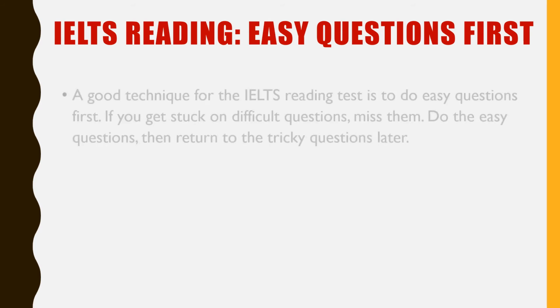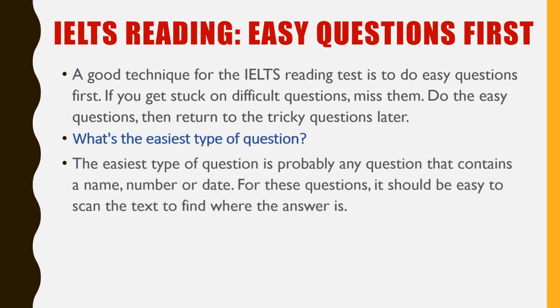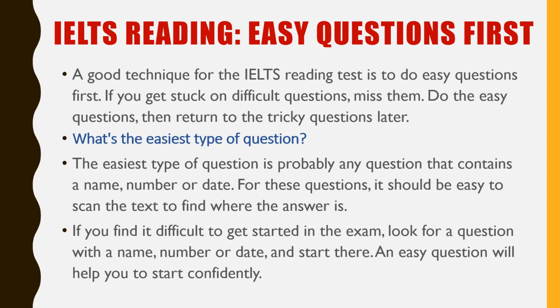What's the easiest type of question? The easiest type of question is probably any question that contains a name, number, or date. For these questions, it should be easy to scan the text to find where the answer is. If you find it difficult to get started in the exam, look for a question with a name, number, or date, and start there. An easy question will help you to start confidently.